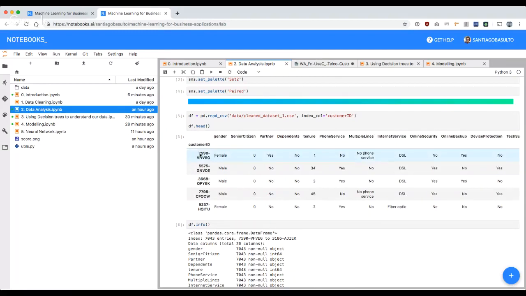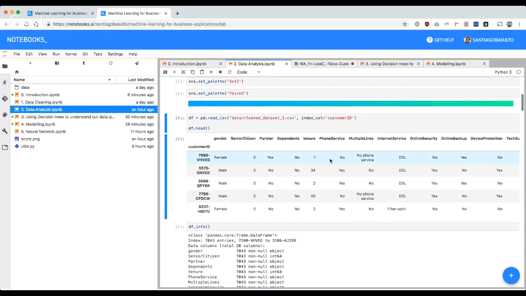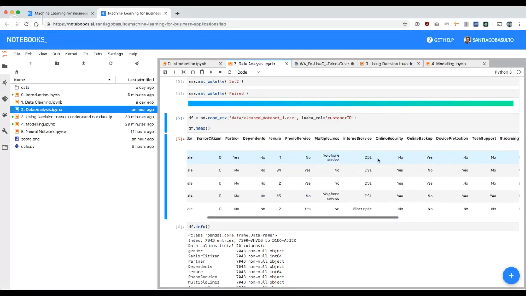Each one of these is the ID of the customer, and then we have a couple of important features. For example, this customer is female, is not a senior citizen, has a partner, has no dependents. Tenure is just one period. We don't know how tenure is expressed, probably months. If she has phone service, she doesn't have phone, and she does have internet service, which is DSL.